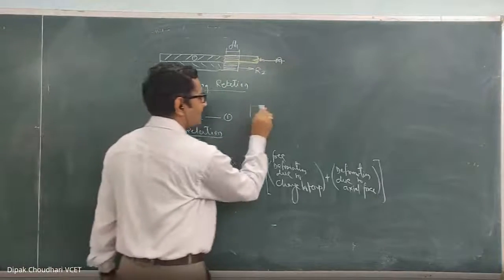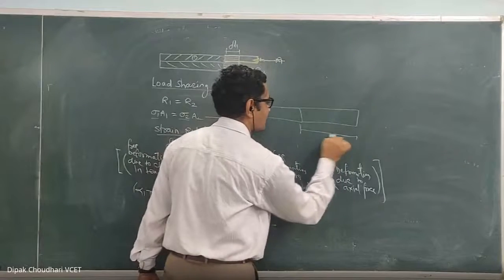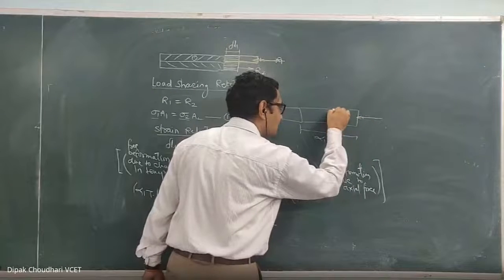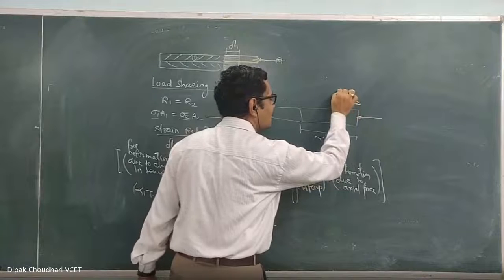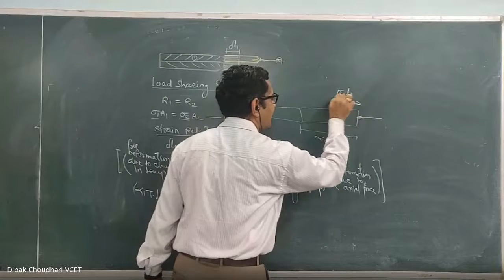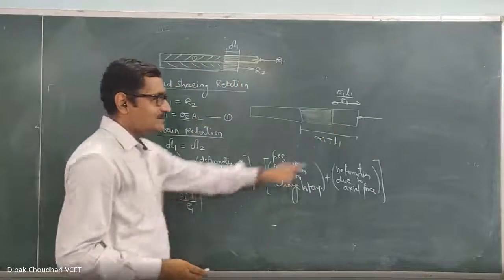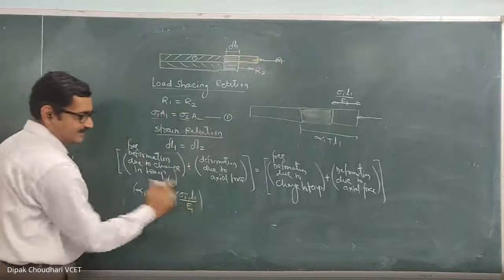Here, in material 1, this is the deformation because of the change in temperature, alpha 1 T L1, and because of this compressive axial force it gets reduced. This is the deformation because of this axial compressive force, which we have written as sigma 1 L1 upon E1. So this becomes the final deformation.